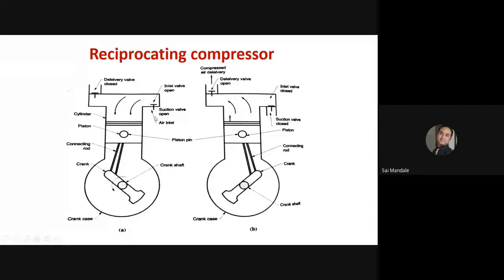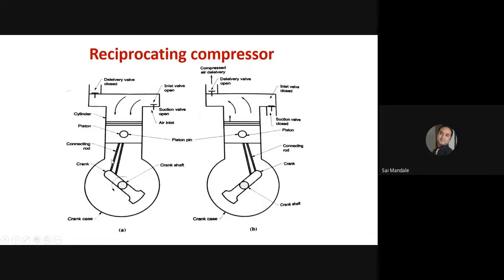Now, air is coming into the system. Then this is the crankcase. This is your crank. This is the crankcase, this is the crank, and this is the crankshaft. This is the cylinder. This is the piston. This is the connecting rod.